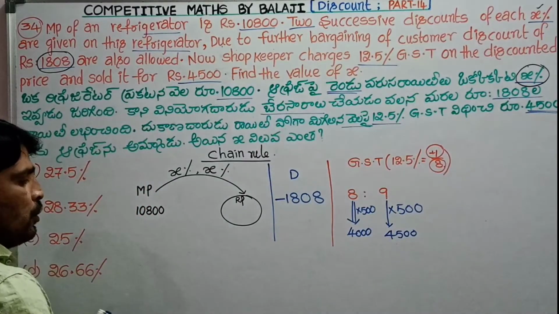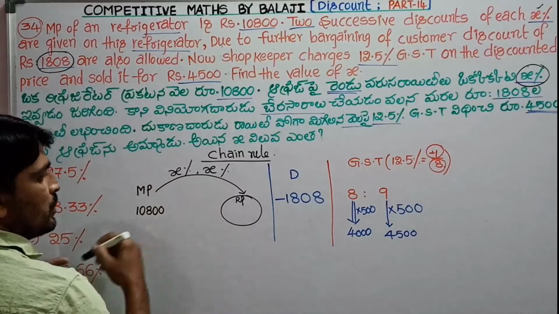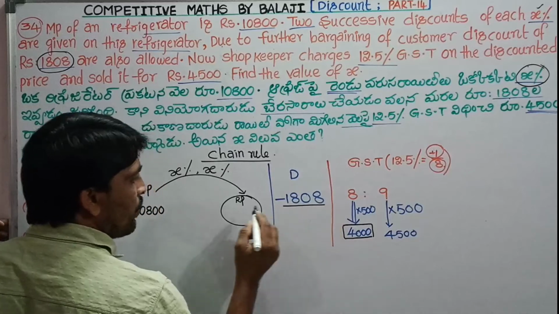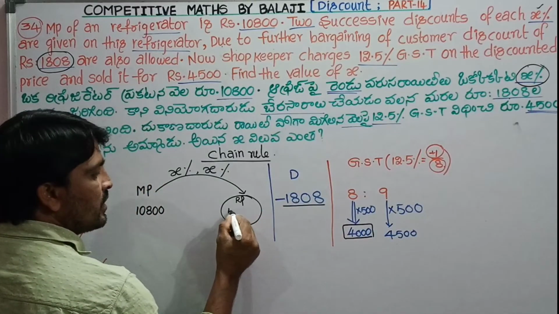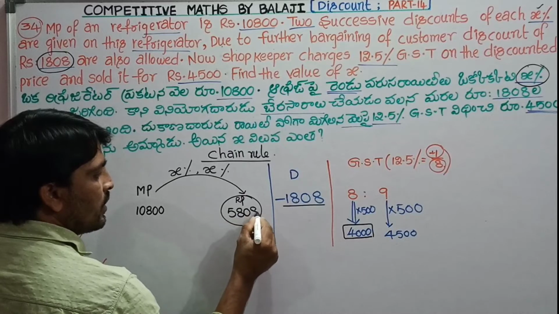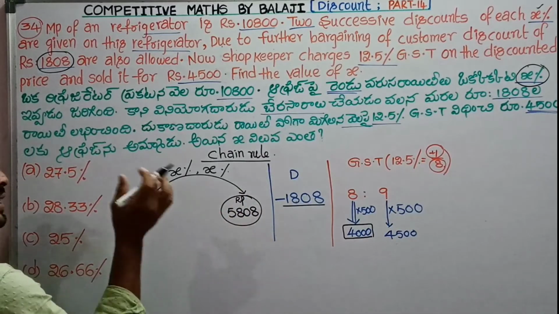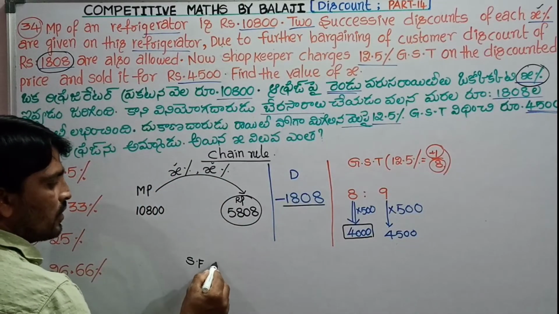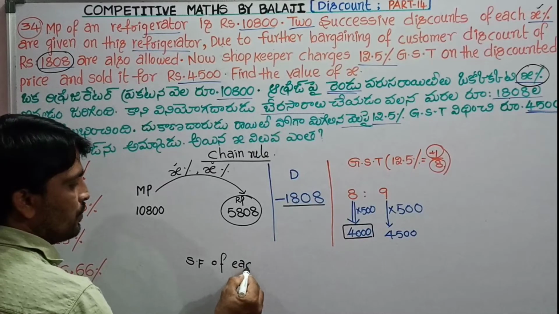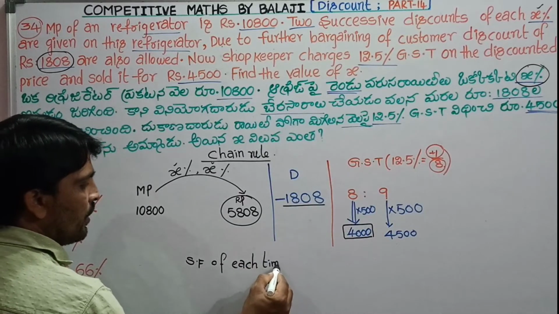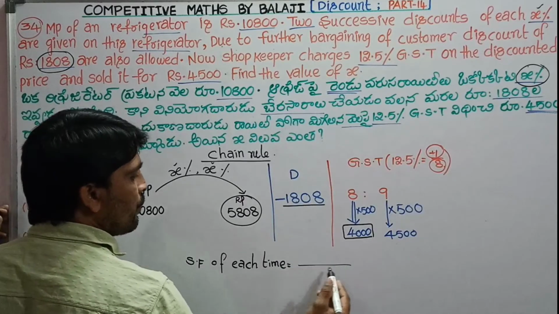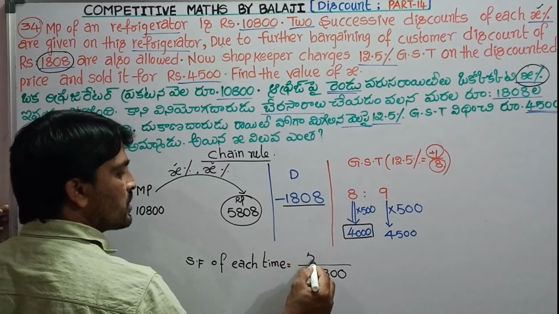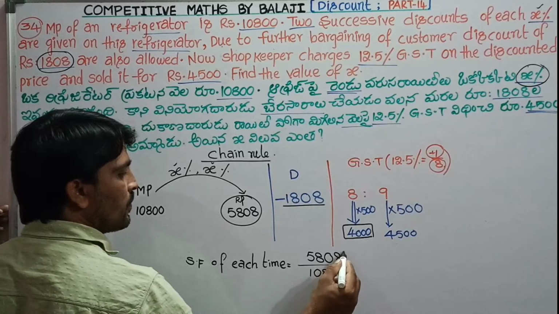So the reduced price after allowing two successive discounts is 4,000, the discounted price, plus the discounted amount 1808, that is 5,808. This is the reduced price after allowing two successive discounts. So consider the scaling factor of each time, that is the ratio of market price and discounted price, that is 5808.